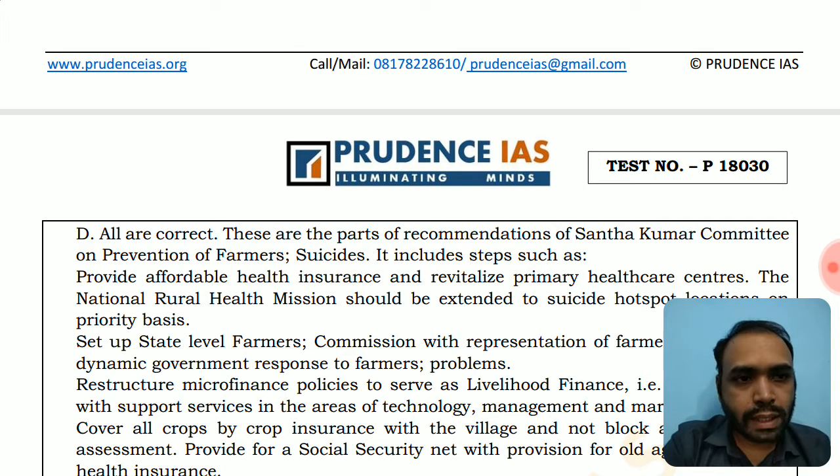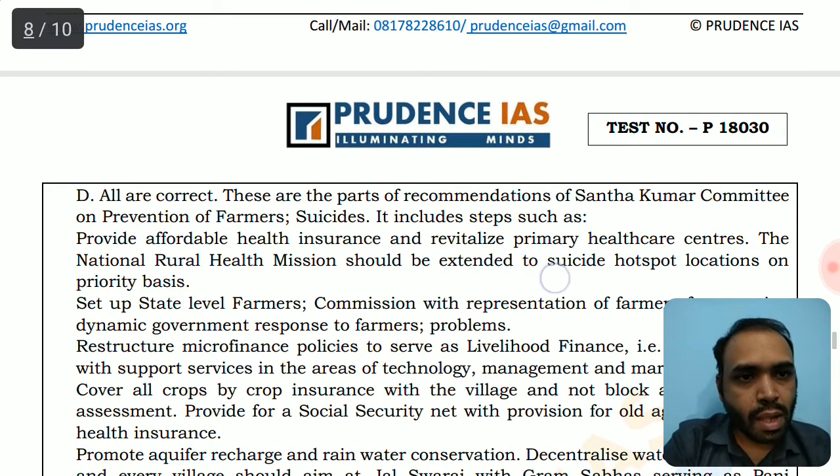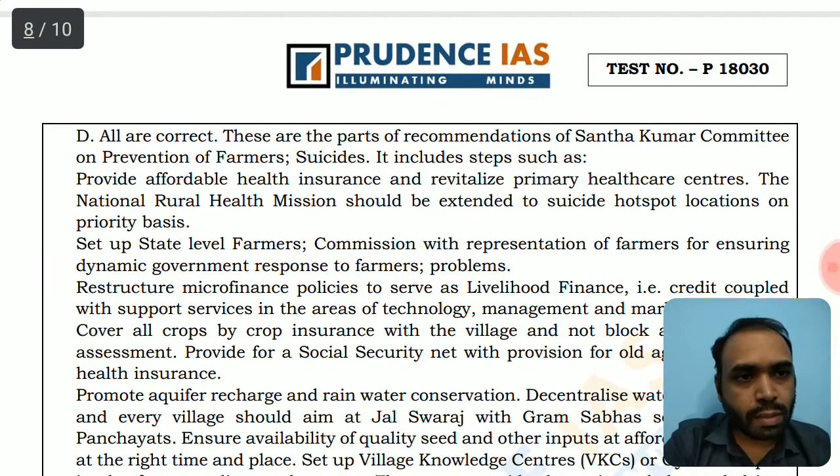It includes the following steps, that is, to provide affordable health insurance and revitalize primary health care centers. That is going to reduce the incidence of farmer suicides. That is going to take care of the health of the farmers and their families. The National Rural Health Mission should be extended to suicide hotspots.